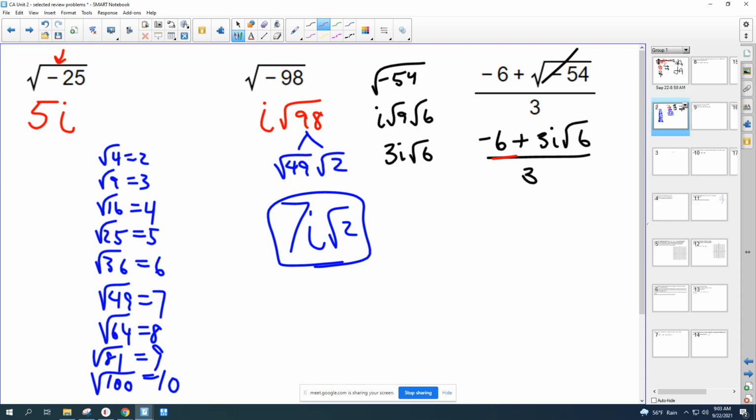I think of it as splitting the fraction. You've got two different fractions if you split. Negative 6 over 3 plus 3i square root of 6 over 3. And you can reduce both of those fractions: negative 2 plus i square root of 6.